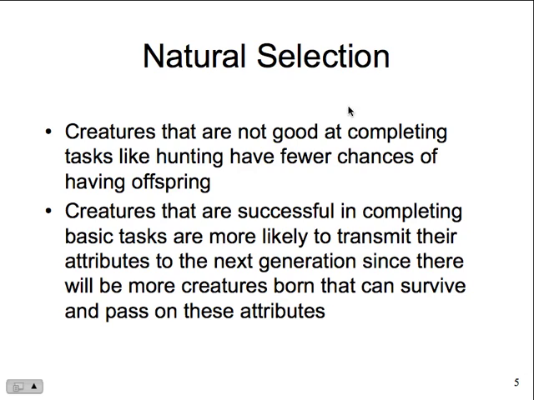So in terms of natural selection, creatures that are not as good at competing tasks like hunting have fewer chances of having offspring in the real world, and they have a fewer chance of surviving. So if we were doing natural selection on our distances of our traveling salesperson problem, we're going to throw out anything past a certain number. In fact, this is kind of what we do naturally when we decide we're going to go from point A to point B. We're not going to go backwards. We're going to move forward.